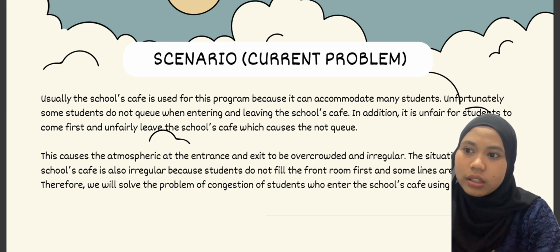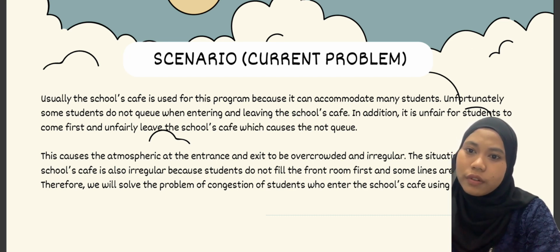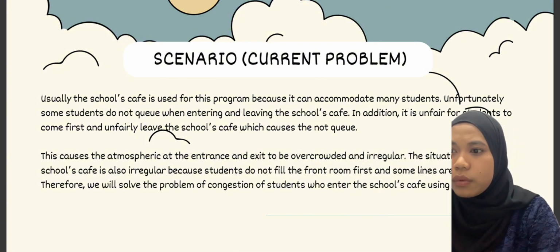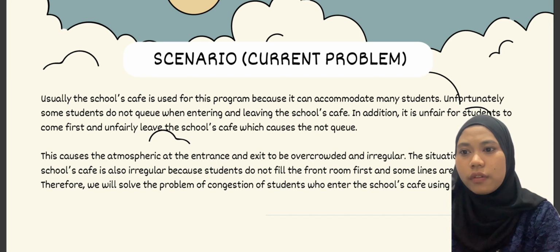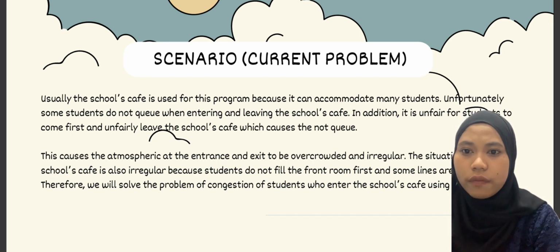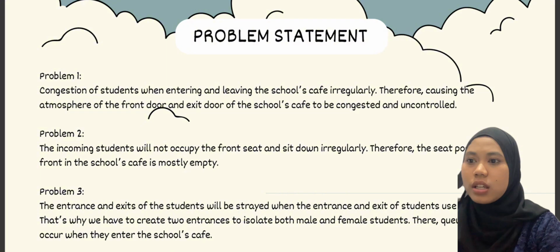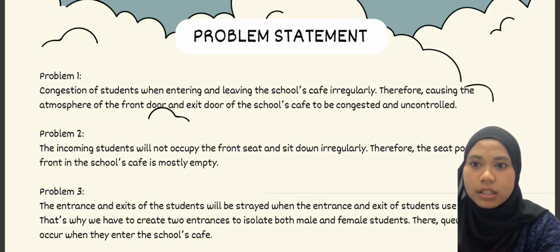The situation in the school cafe is also irregular because students do not fill the front room first and some lines are empty. Therefore, we will solve the problem of congestion of students who enter the school cafe using the queue. Problem statement. Problem 1. Congestion of students when entering and leaving the school cafe irregularly.